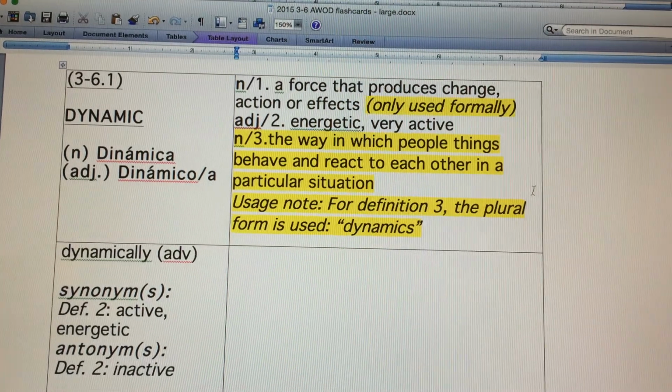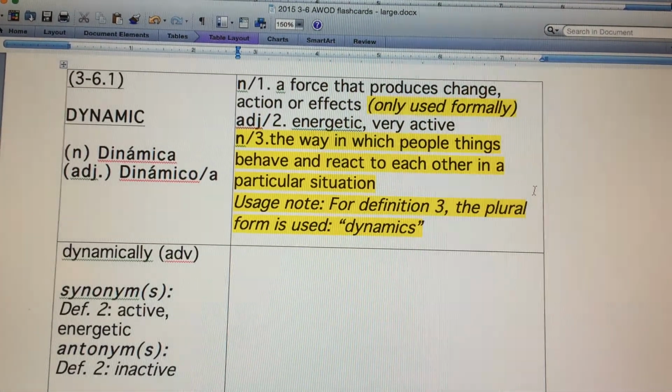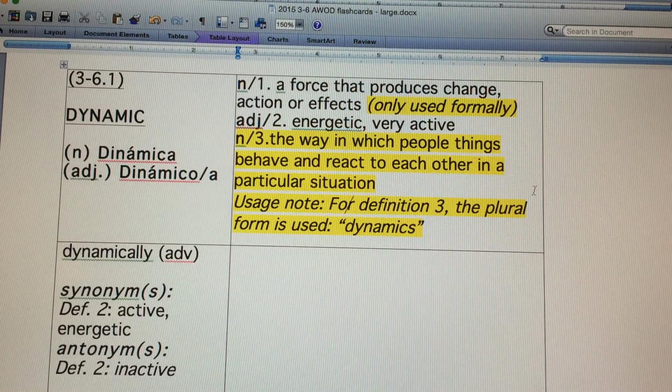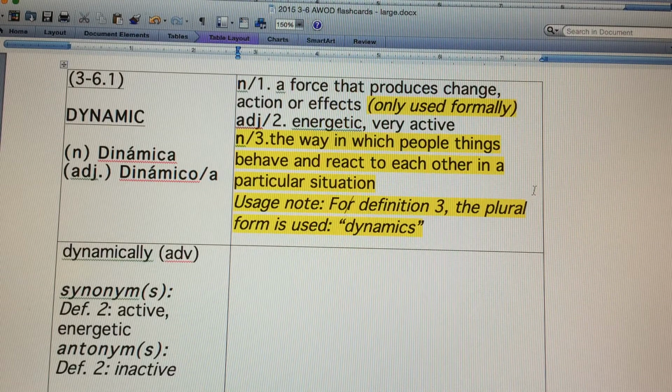We have several definitions, and at the end of this video I'm going to bring you back to this image of the flashcard so you can add all the information in yellow, okay? Because we have some additional information to give you that's not on your card currently. So let me go over it first though.